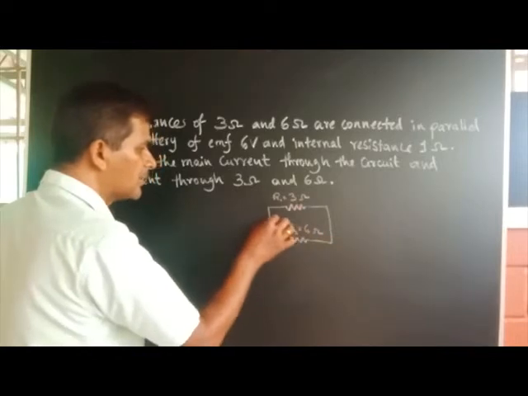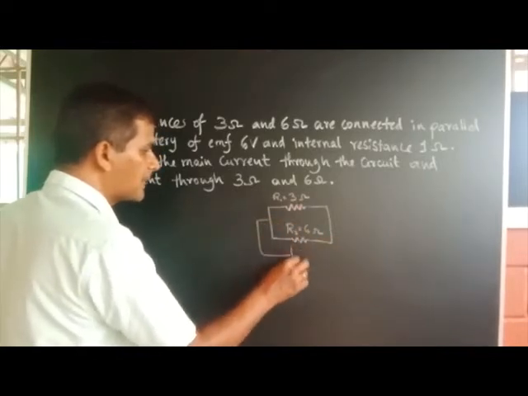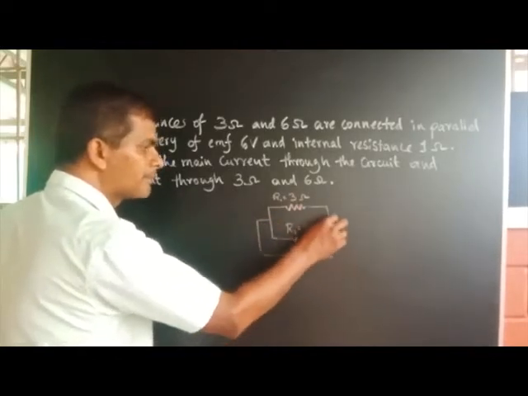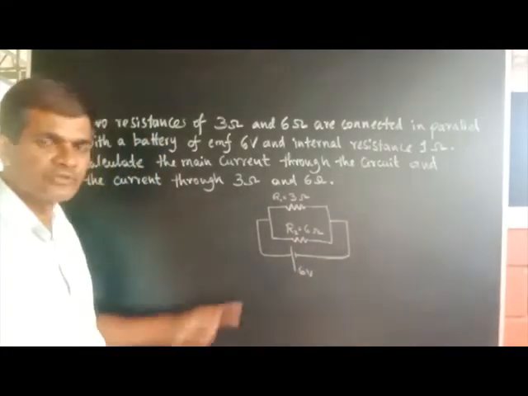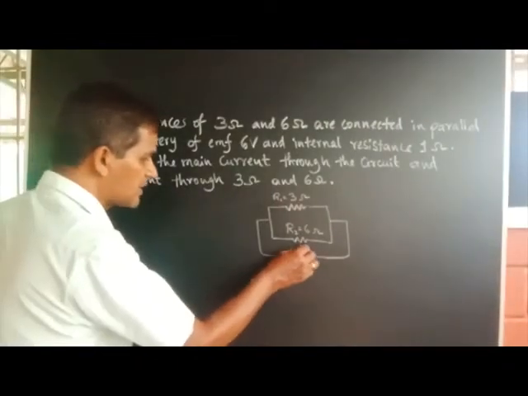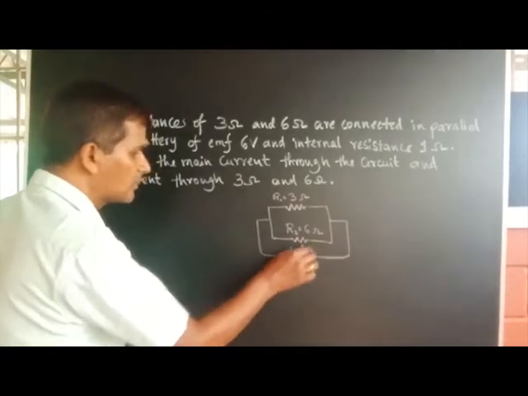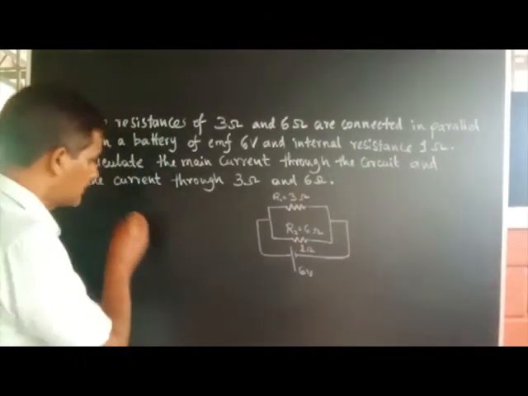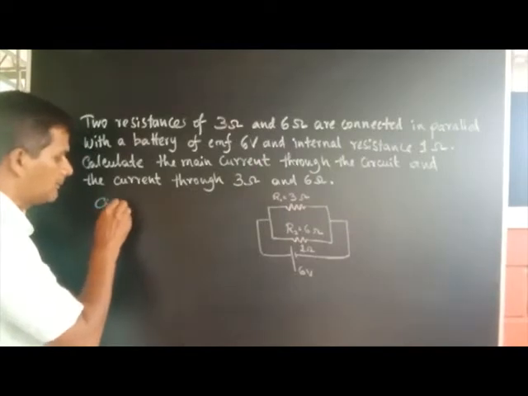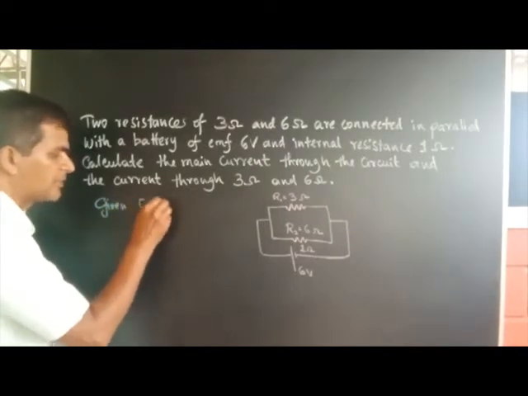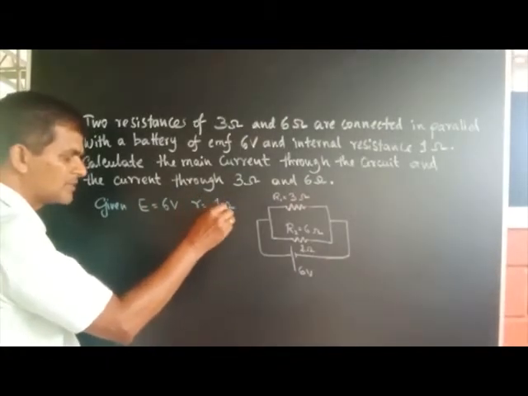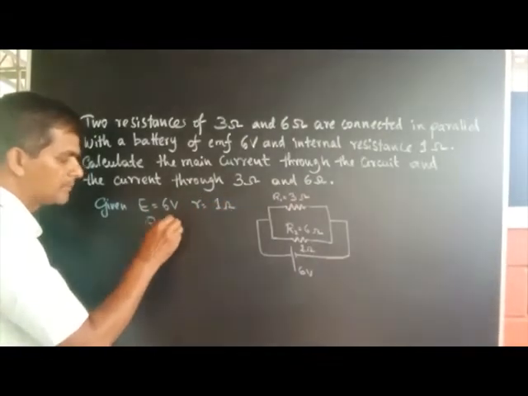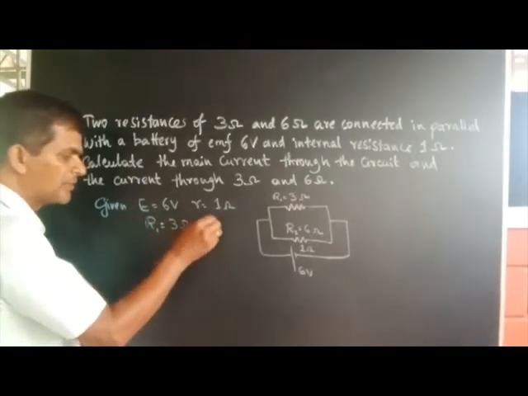These resistances are connected to a battery of EMF 6 volt, and the internal resistance of the battery is 1 ohm. This is the given data: EMF is 6 volt, internal resistance is 1 ohm, and the two resistors R1 and R2 are 3 ohm and 6 ohm.